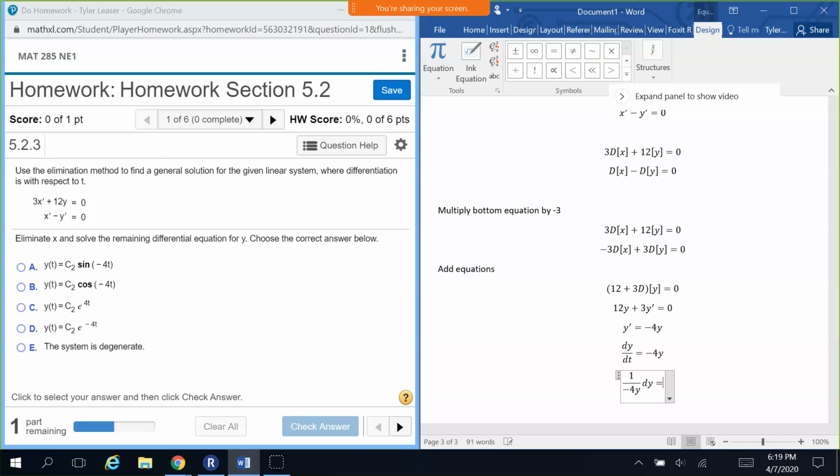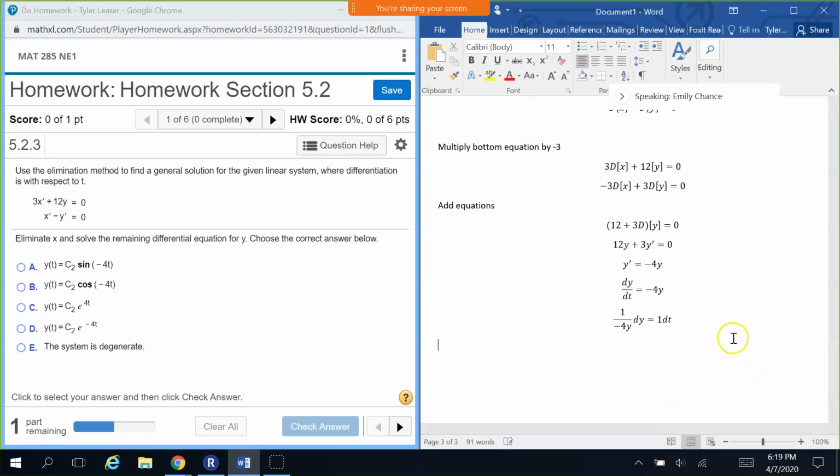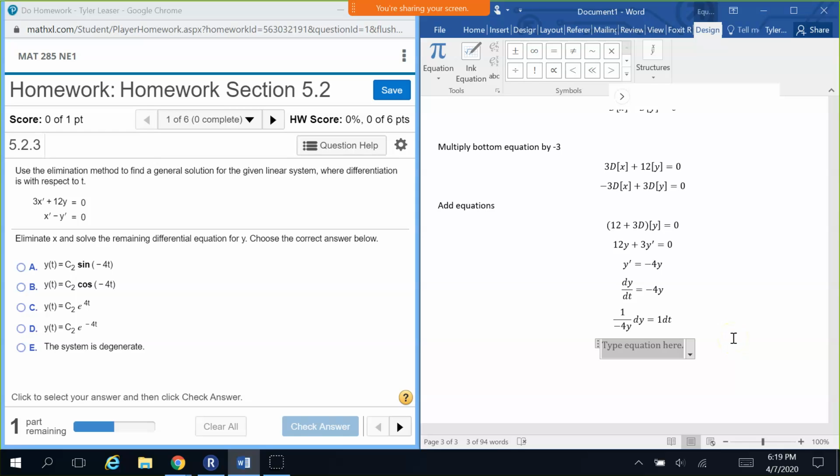Leave the dy there. There's still a 1 on the right-hand side, and then multiply the dt over to the other side. So this is stuff we did back in chapter 1, I think, or chapter 2. A long time ago. Anti-differentiate the left-hand side, or integrate it, I guess. So negative 1/4 just comes out, and then 1 over y goes to natural log y. Anti-differentiating the right-hand side, we're going to get a t and then a plus c.